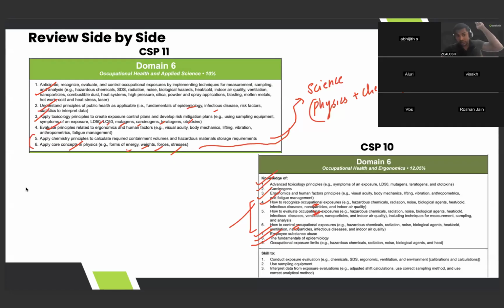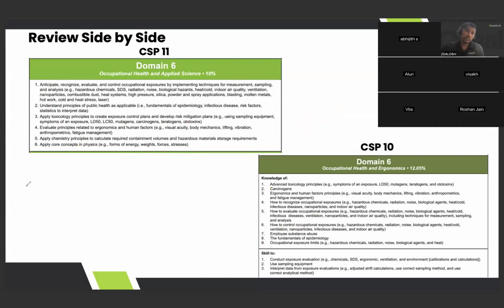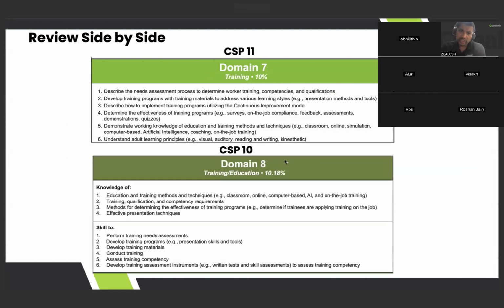Load calculation related questions that were previously asked in domain 1, those all will come here in domain 6. It is not gone, it came to domain number 6. Moving on to the last domain, the training domain.